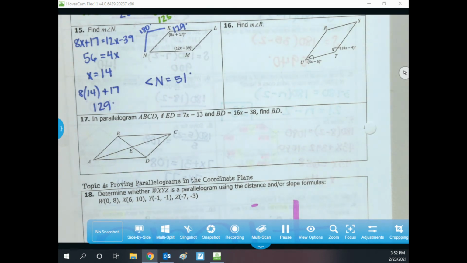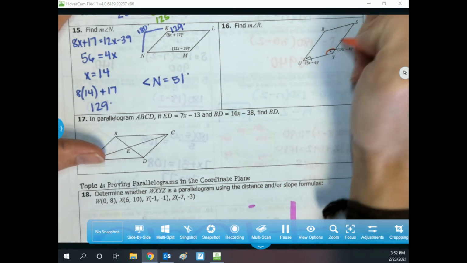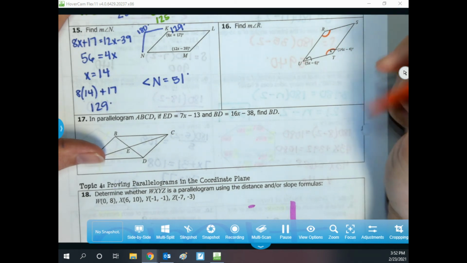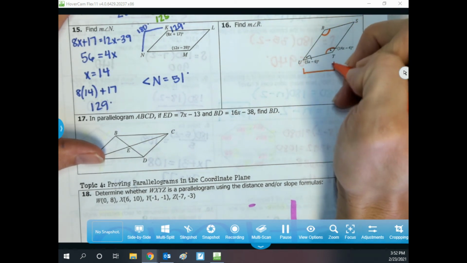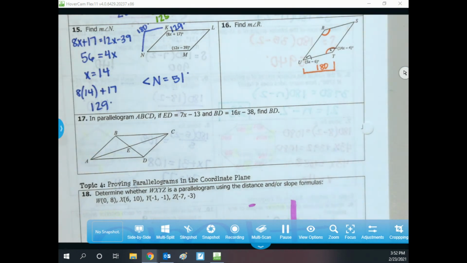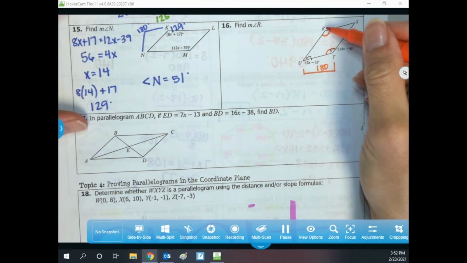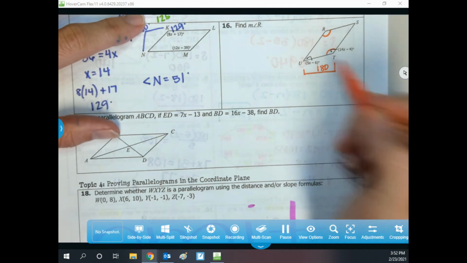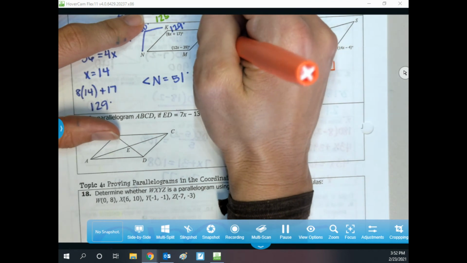All right, question 16 says find the measure of angle R. Remember, angle R is equal to angle T. So if we know what angle T is, we'll know what angle R is. And remember that these two angles have to add up to be 180 degrees. Go ahead and figure out what the measure of angle R is now. All right, so these have to add up to be 180. So we add them together.